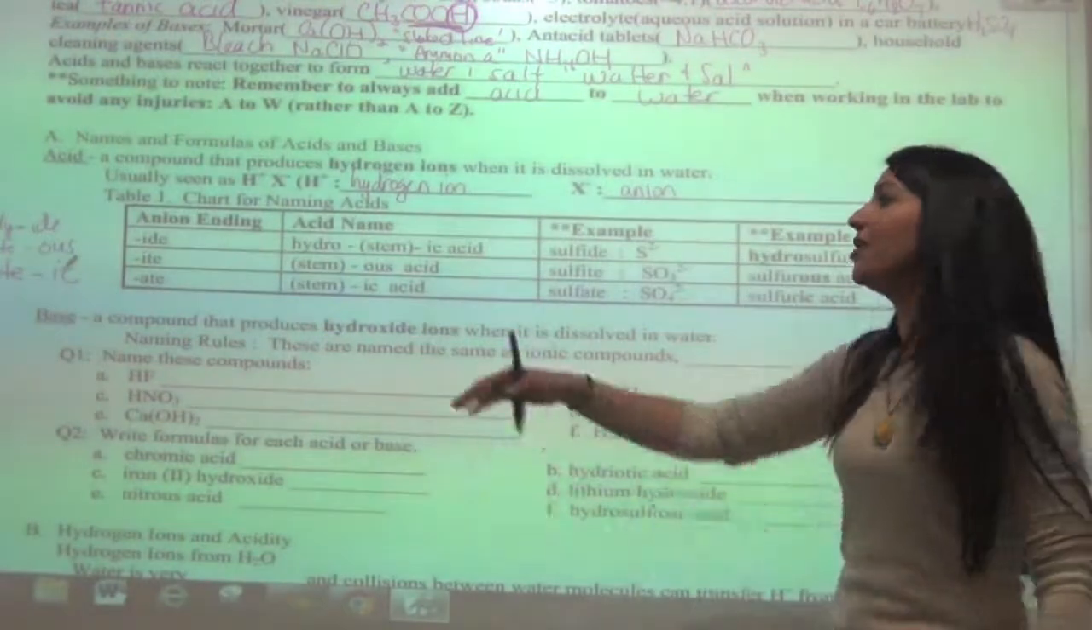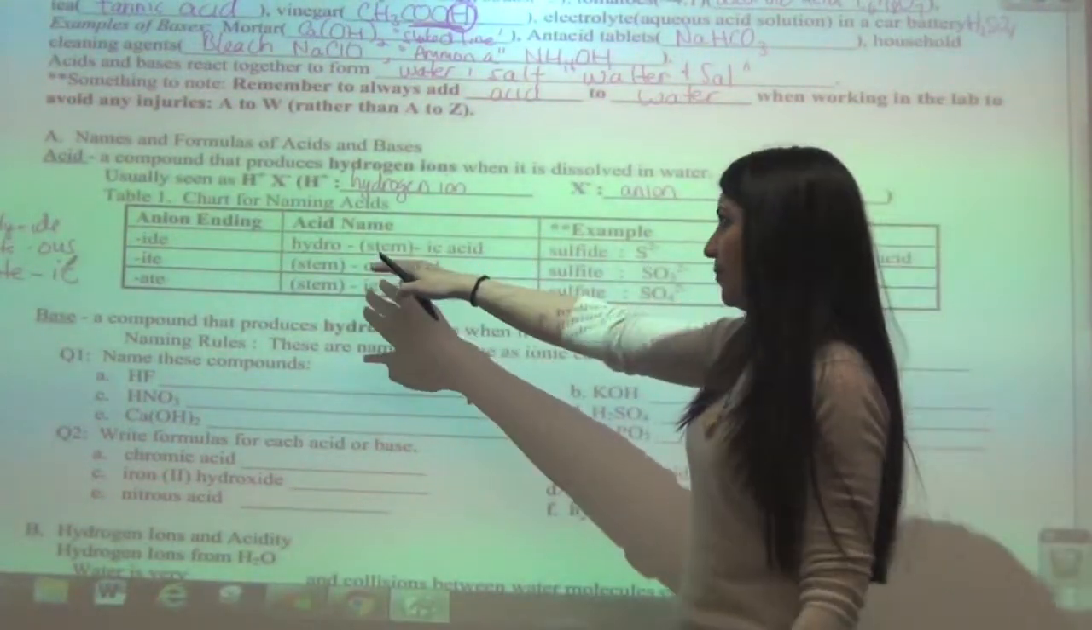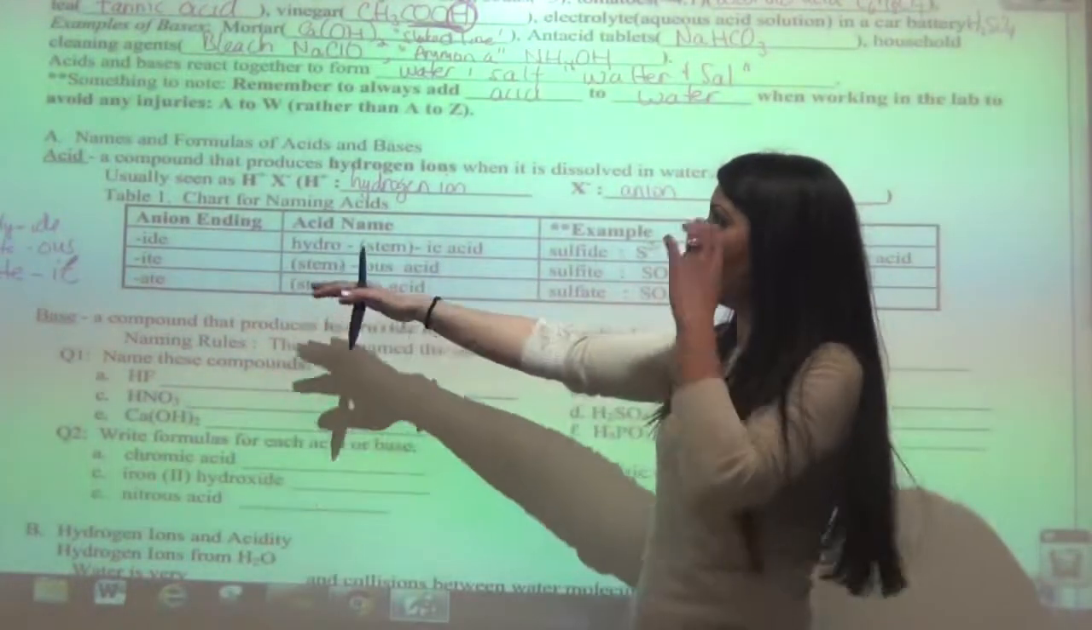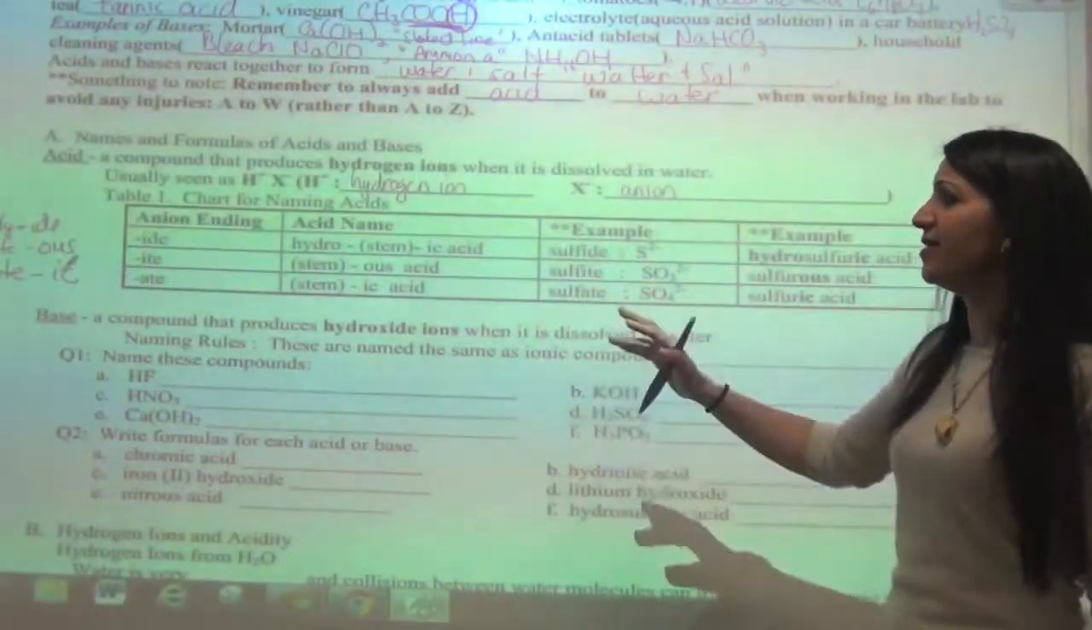But the other one, cyanide, you do actually follow these same rules. That's the only polyatomic ion that you're going to use where you're going to begin that with a hydro. So if you had HCN, for example, it would be hydrocyanic acid. Okay?